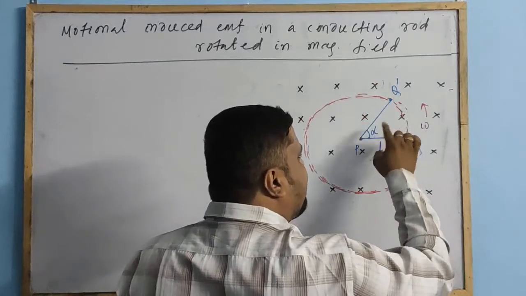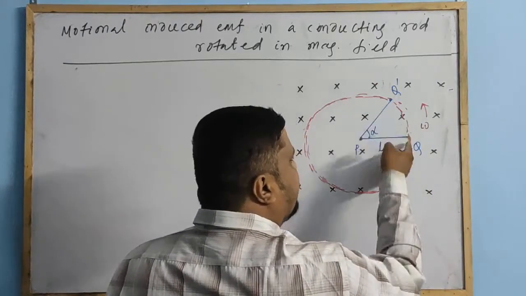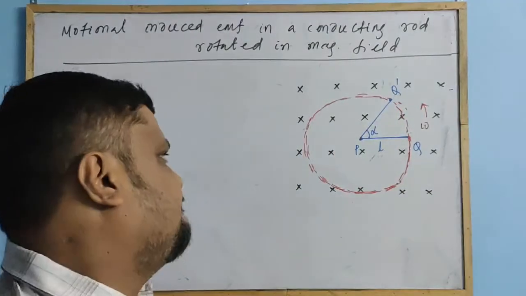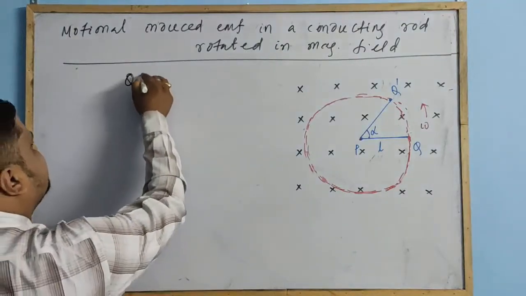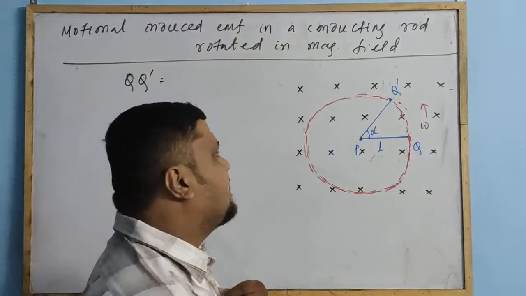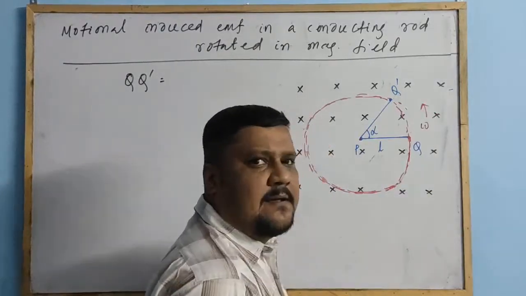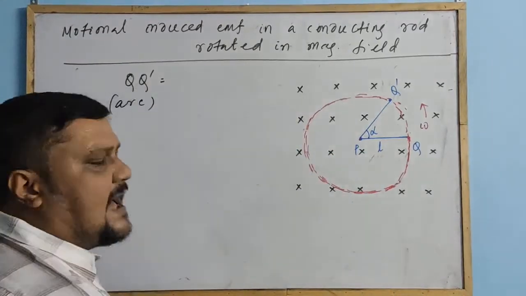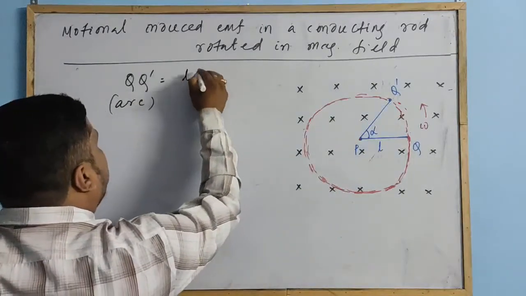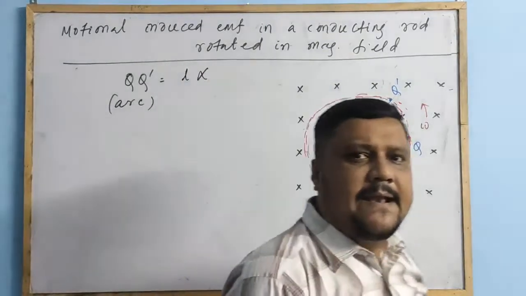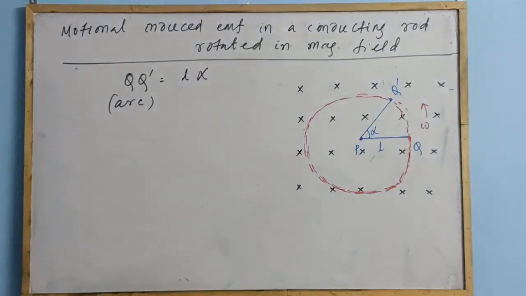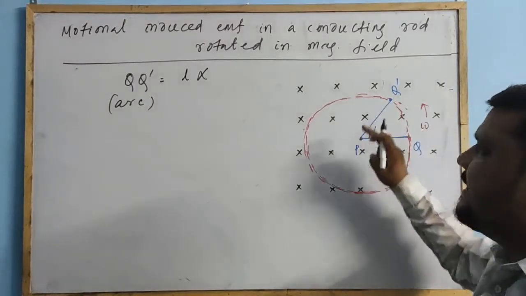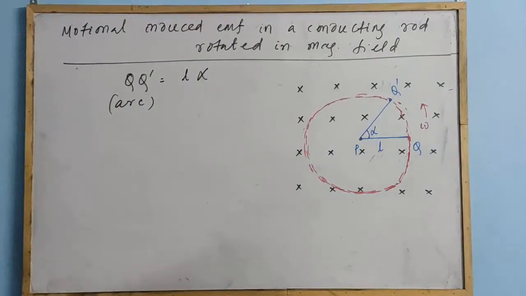Let an angular displacement alpha be made by the end Q in the time interval to reach from Q to Q dash. The angular displacement is alpha. Then what is the arc QQ dash? If this is L, then arc is equal to radius into angle. Think that this is the arc. This arc portion is equal to L alpha. Clear? So if the rod forms an angle alpha in a time t, then QQ dash is equal to L alpha.